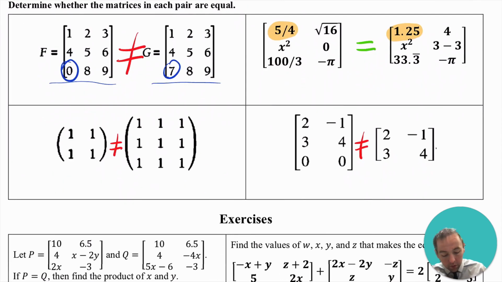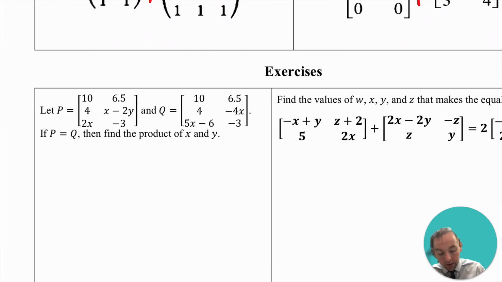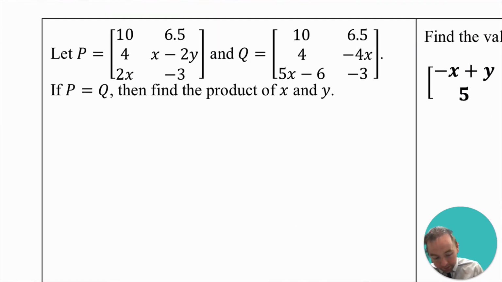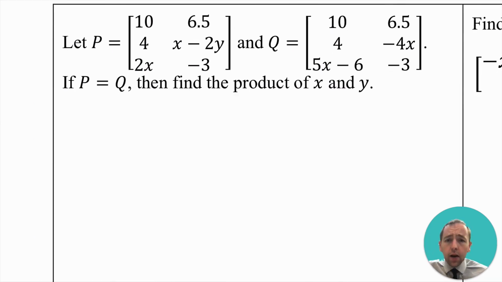And then just a little bit more on equal matrices, some problems that I want to take a look at down here at the bottom. So starting with this first one right here, it says to let P be that matrix and then Q be that matrix. If P equals Q, then find the product of X and Y. Okay, so think about what the problem is asking you to do. It's asking you to find the product of X and Y, and a product means the multiplication of X and Y. So of course, that means we're going to need to know what value X is and what value Y is so that we can actually multiply them together.